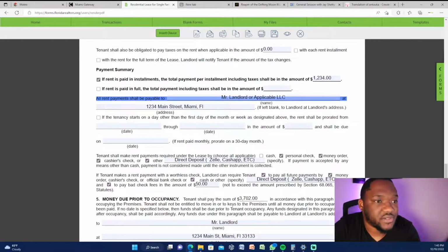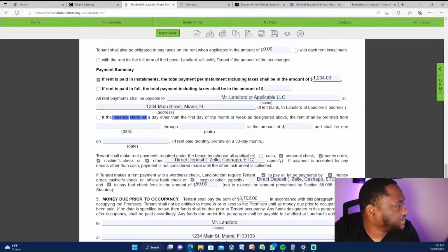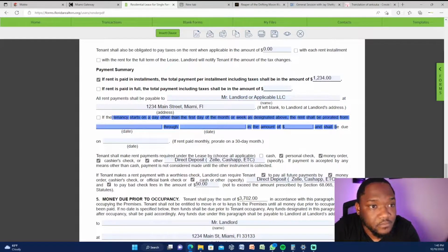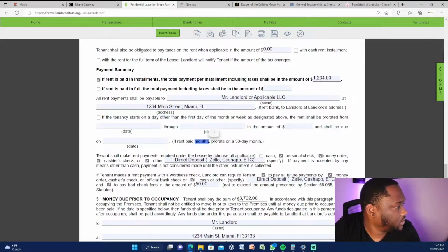If the tenancy starts on another day, this section here tells you how to prorate the lease. If rent is paid monthly, prorate on a 30-day monthly. So the cost per 30 days, you subtract that. So divide $1,234 by 30. That'll tell you the day-to-day cost of living in that property.